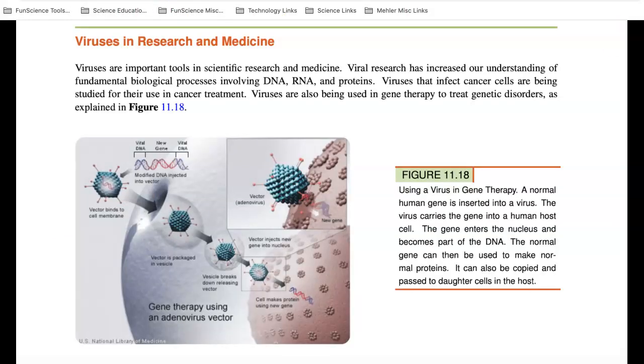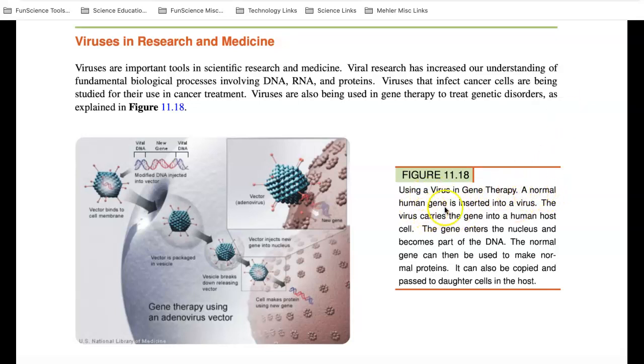Viruses are important tools in science research and medicine. As a matter of fact, viral research has increased our understanding of the fundamental processes involved with DNA, RNA, and proteins. And right here in figure 11.18, they're using a virus in gene therapy.